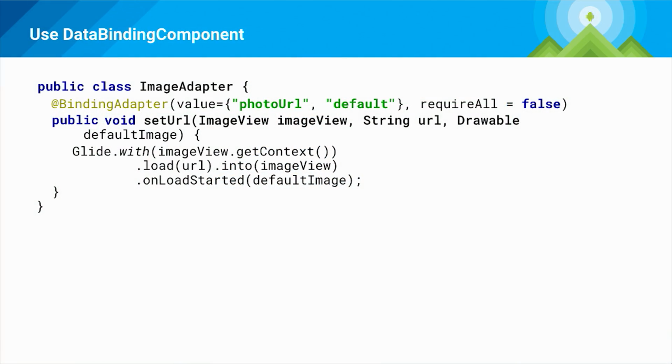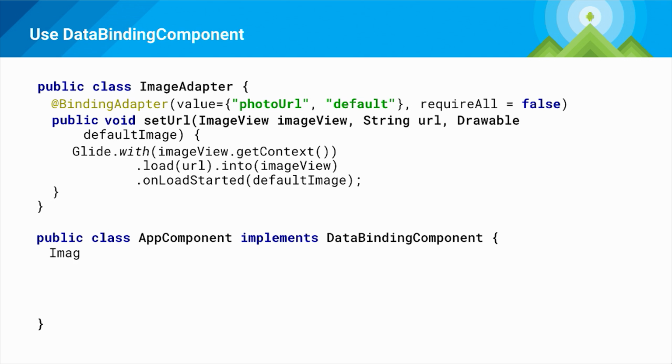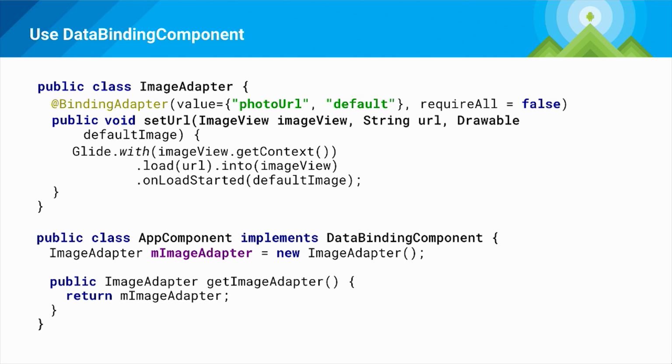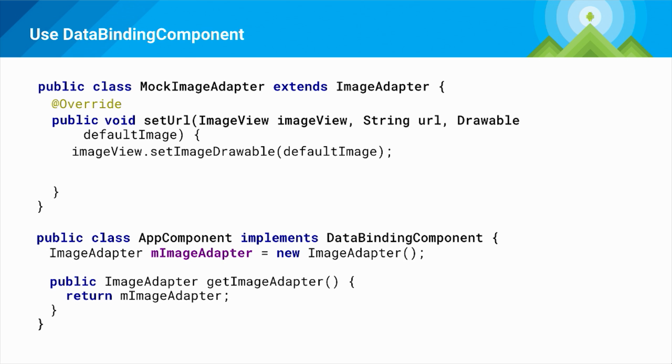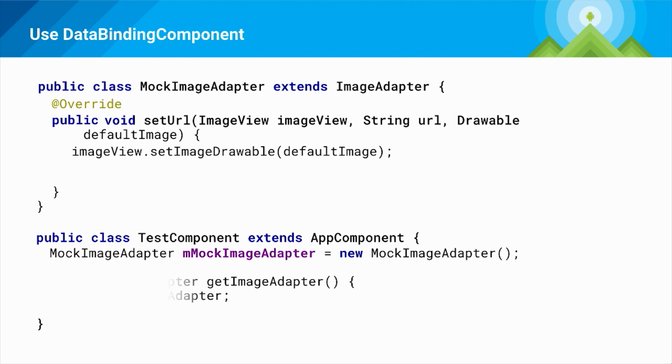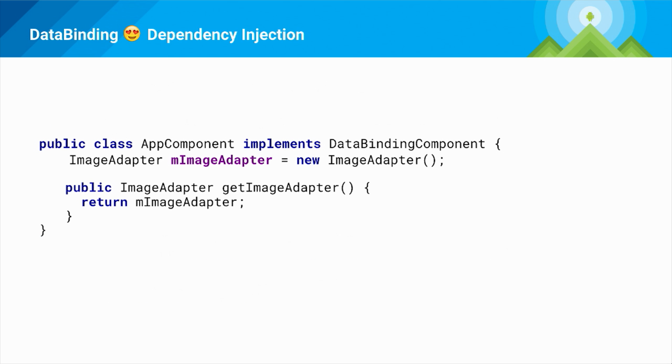And if it is an instance method, you can just create this app component that implements the data binding component and just returns your image adapter. This is very nice for testing, so that while the test is running, you can basically just set the default or do nothing, because no one wants to call network during a test unless you are testing the network. So I have this mock version here that I inject during my test, and it just does nothing. Uses the default drawable. And that does nothing. So this works one-on-one with the dependency injection very well.